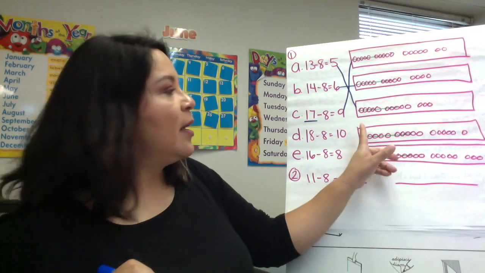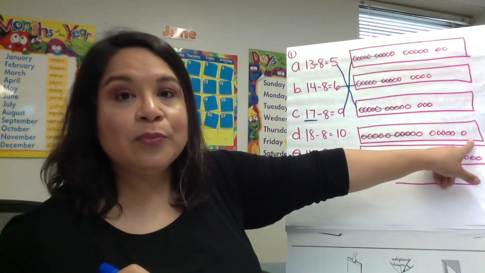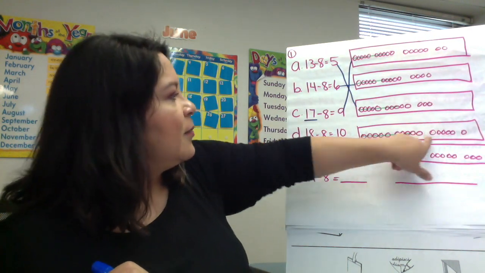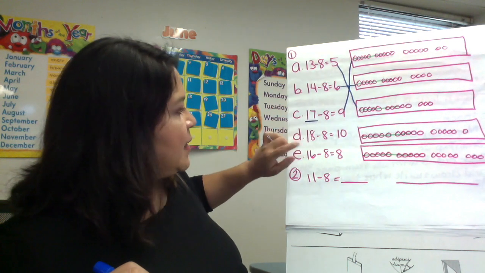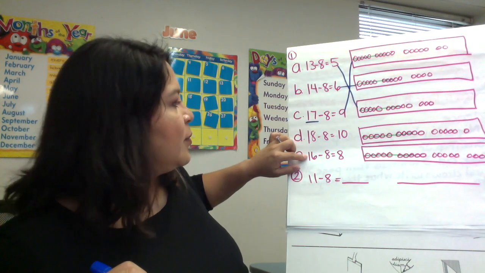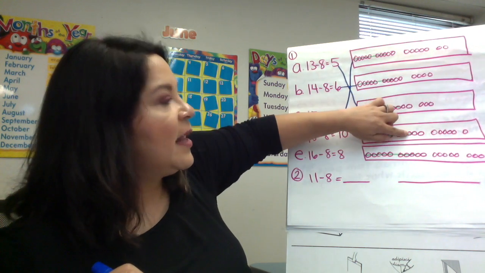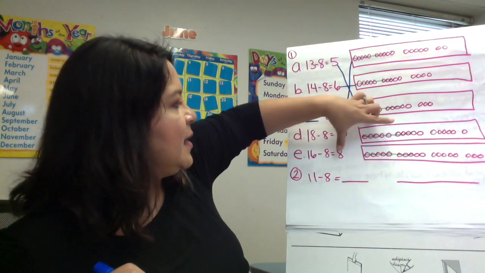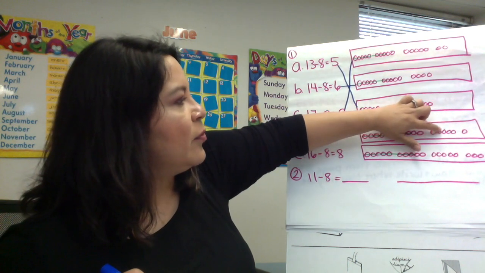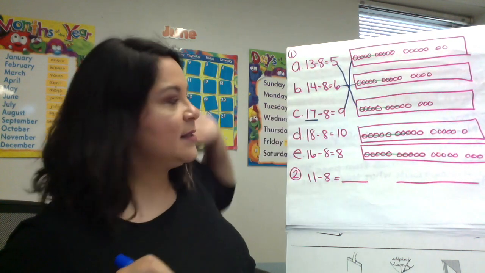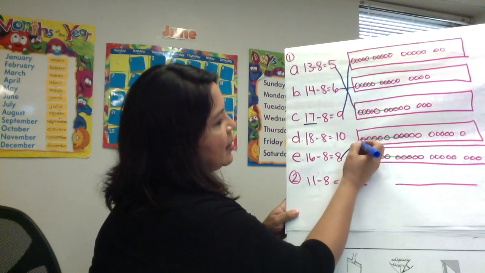The next one, 5, 10, 15, and 1 is 16. Right? So we're looking for number 16 right there. And then we're going to subtract 8. 1, 2, 3, 4, 5, 6, 7, 8. Right? And does it equal 8? 1, 2, 3, 4, 5, 6, 7, 8. Yes, it does. So we're going to match it right there.